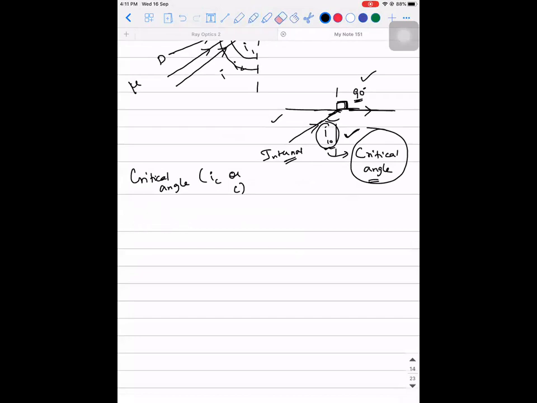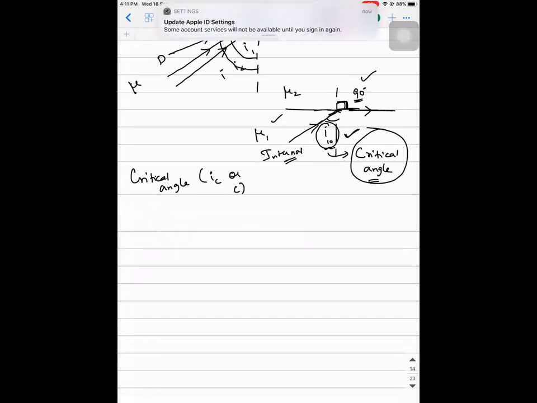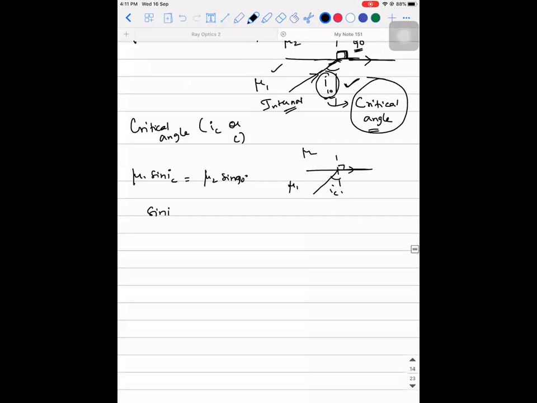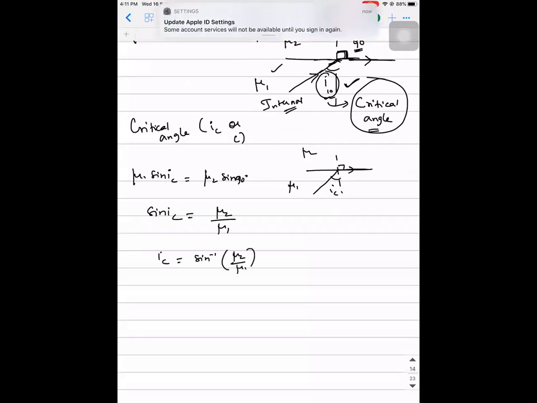Okay. So if I say the refractive index of the denser medium is mu1 and the refractive index of the rarer medium is mu2, then what is the relation between mu1, mu2 and sin IC? If this is IC, this will be the refracted ray. This is mu1, this is mu2. So mu1 into sin IC is equal to mu2 into sin how much? 90 degrees. So sin IC will be equal to mu2 divided by mu1. So IC will be equal to sine inverse of mu2 divided by mu1.